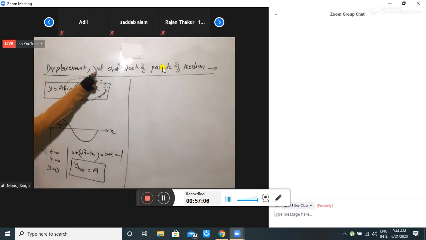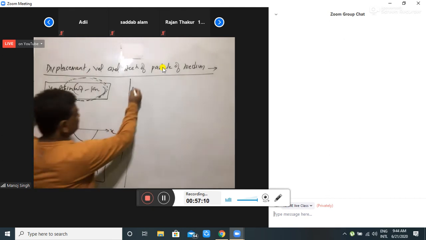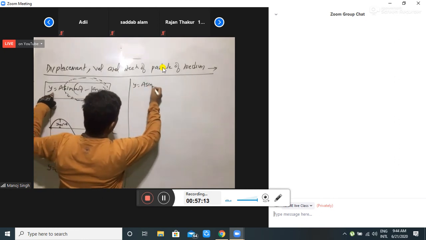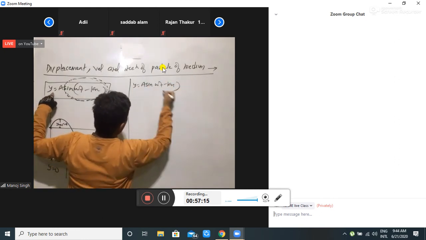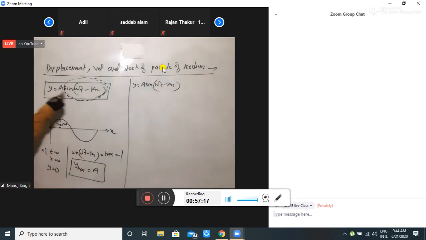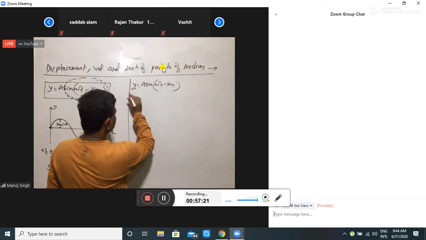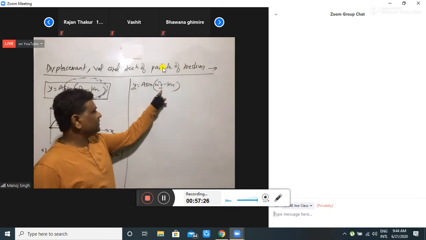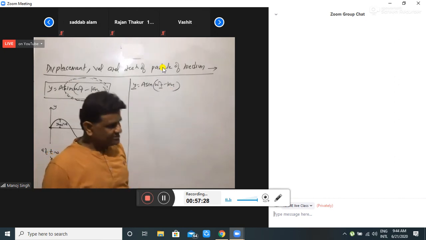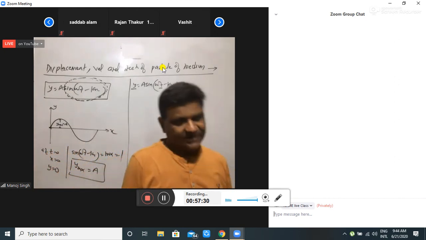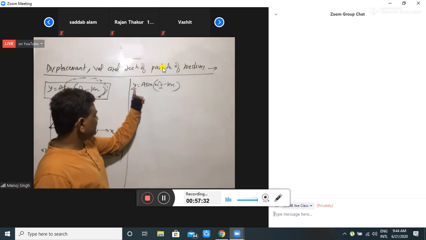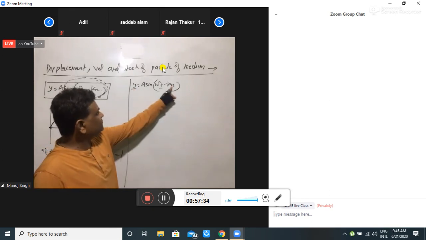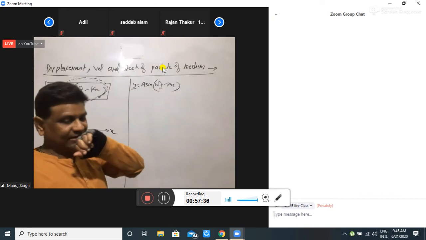Now we have to find out the velocity of the particle also. How will it come here? With the help of the same relation, y is equal to a sine of omega t minus kx. Differentiate this relation, y with respect to t, keeping x constant.